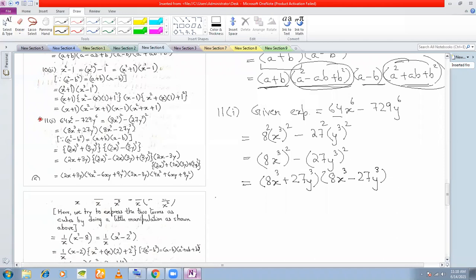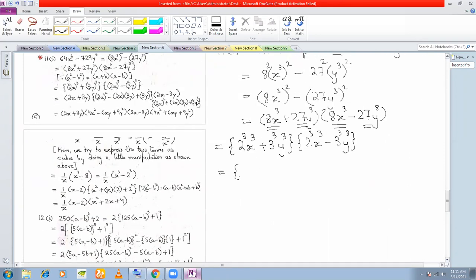Okay. Now again, you see that this is a perfect cube. This is also a perfect cube. This is also a perfect cube. This is also a perfect cube. That means this can be further split into factors. So what you do here is you write this as 2 cube x cube plus 3 cube y cube, and this you write as 2 cube x cube minus 3 cube y cube.